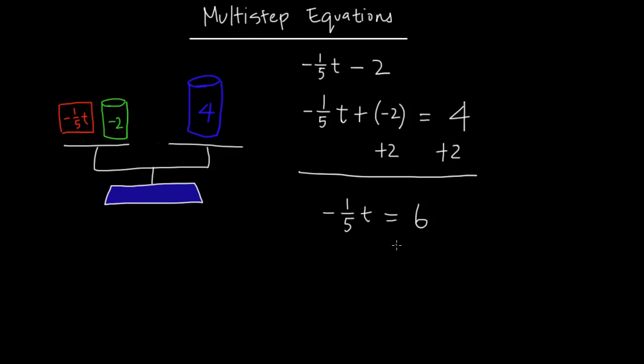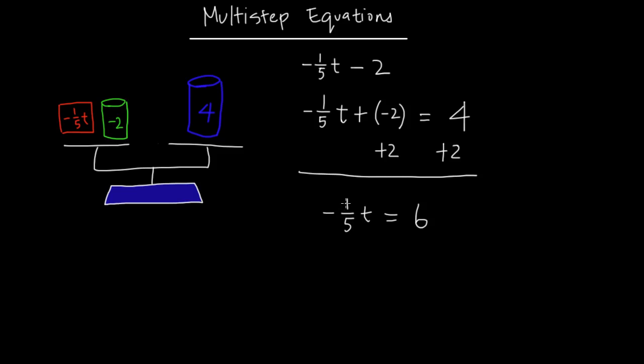And a lot of people get confused at this point because they'll start trying to add a positive 1 over 5t. However, that just won't work, because the operation between this negative 1 over 5 and t, the operation that is binding these two together, is actually multiplication. And so we can't add to break up that bond. What we actually have to do is multiply by the reciprocal of negative 1 over 5 so that we can get t by itself.